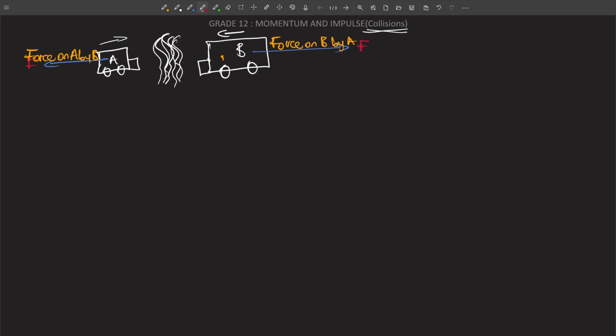Now the forces that act on each object during a collision only act for a short interval of time, and they change the momentum of each object. So now let's look at how they change the momentum. When these two objects collide, there is a change of velocity. If this bigger truck was approaching the smaller one at a velocity of maybe 20 meters per second, immediately they collide, that 20 meters per second is going to change.